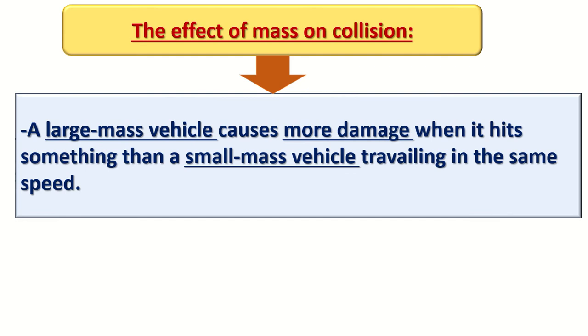So the large mass vehicle will cause more damage than the small mass vehicles which are traveling at the same speed. What is the meaning of vehicle? Vehicle means anything we move with, like a bicycle, airplane, car, truck, ship, like that. All of that is called vehicle. So the large mass vehicle, like the truck, will cause more damage in the collision than the small mass vehicle.